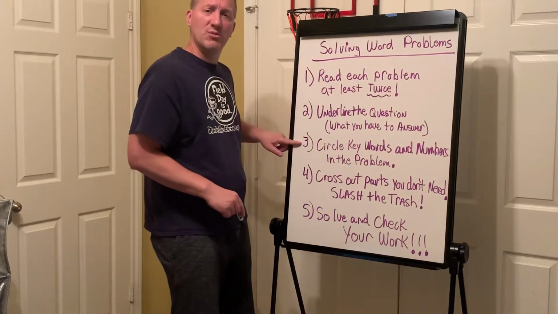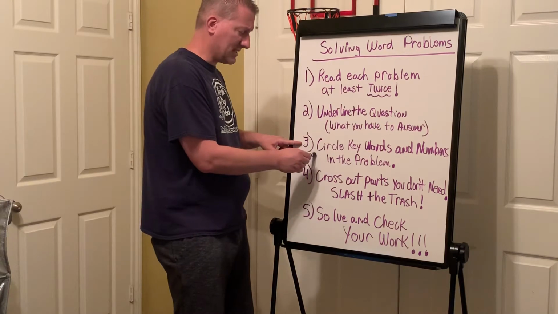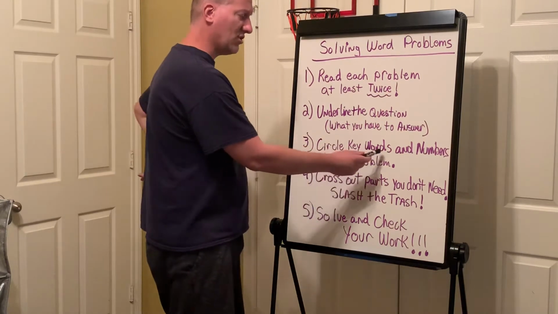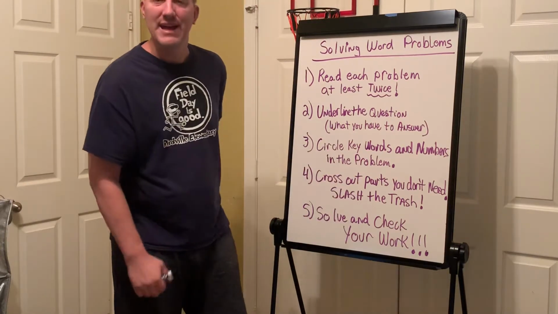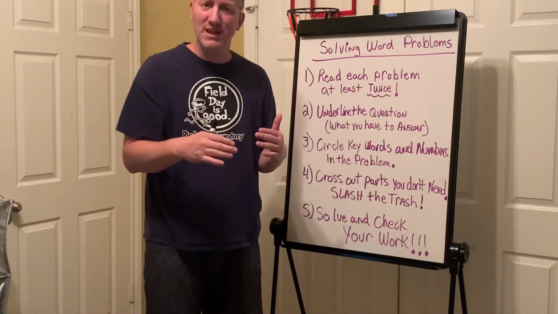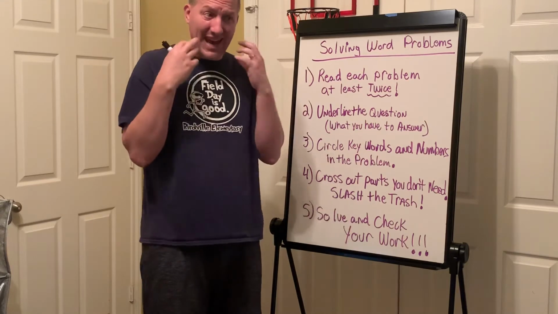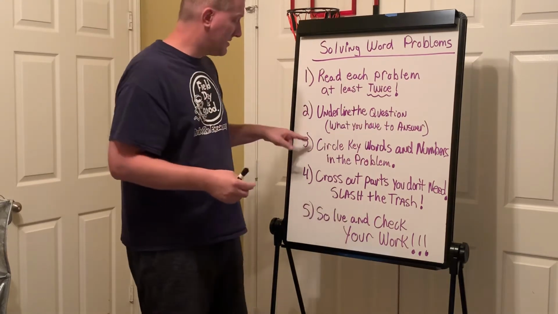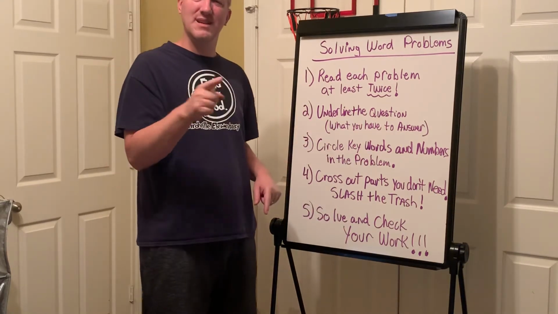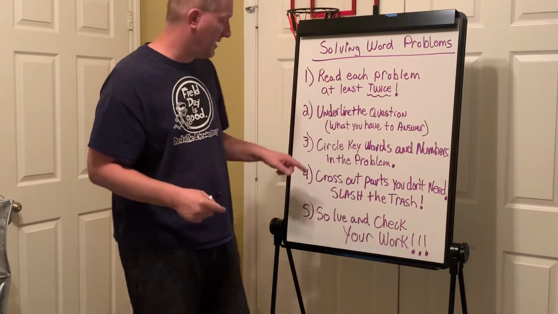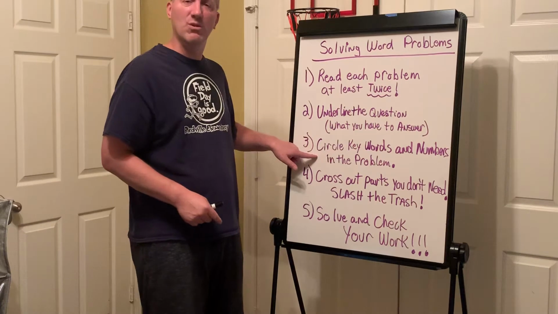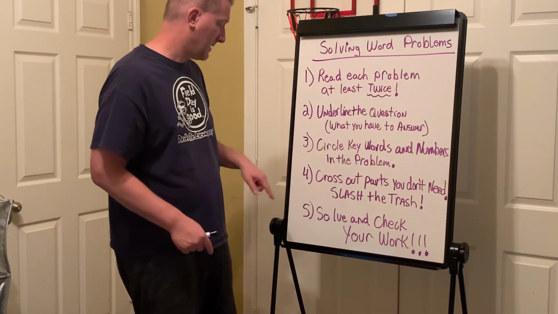Also, when you read through it the second time, you should do this. Number 3, circle key words and numbers in the problem. The second time you read through it, you're gathering that information and you're saying, what numbers am I going to be using in this problem? Which ones are important? And circle those key words or numbers.